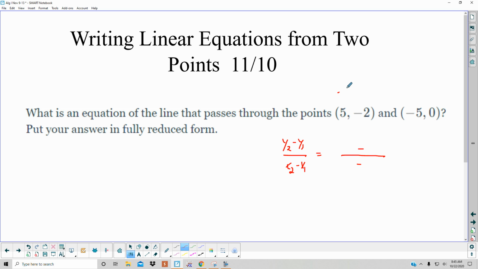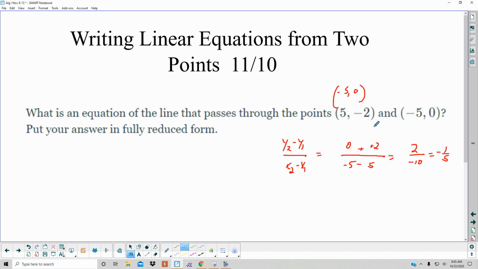I'm going to write 1 point over the other. It doesn't matter which one you put above and which one you put below. What that does for me is it lines up the y values. So 0, -2, those go plus then, and -5, 5, -5, 5. So this becomes 2 over -10, and remember to reduce it, so that's -1/5 is what your slope is.